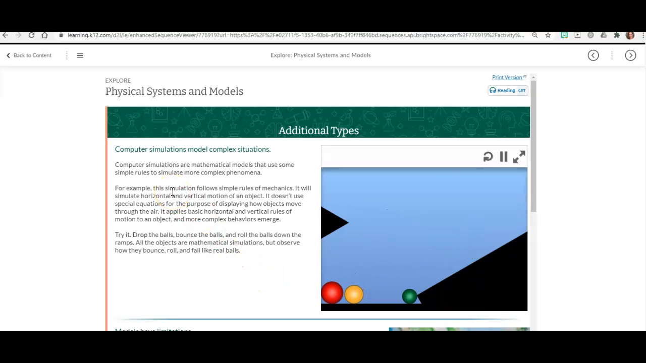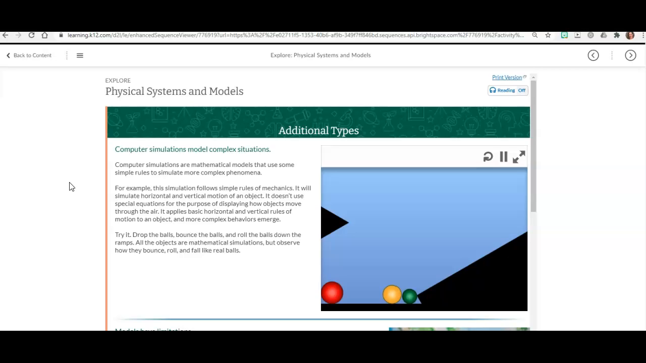Computer simulations model complex situations. Computer simulations are mathematical models, and they use some simple rules to simulate more complex phenomena. So for example, this simulation follows simple rules of mechanics. It will simulate horizontal and vertical motion of an object. It doesn't use special equations for the purpose of displaying how objects move through the air. It applies basic horizontal and vertical rules of motion to an object, and more complex behaviors emerge.